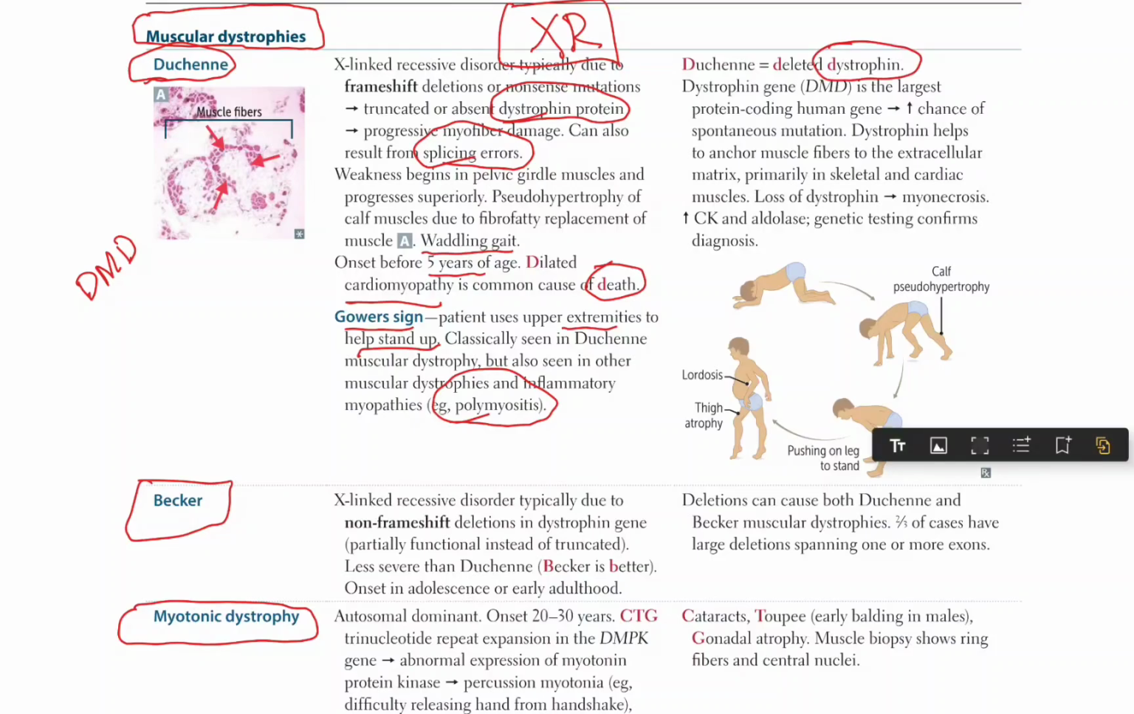The dystrophin gene, in Duchenne muscular dystrophy, is the largest protein-coding human gene. It leads to an increased chance of spontaneous mutation. Dystrophin helps to anchor muscle fiber to the extracellular matrix, primarily in skeletal and cardiac muscle. Loss of dystrophin causes myonecrosis, with increased CK and aldolase. CK is increased in Duchenne muscular dystrophy, and aldolase also increases. So how do we confirm Duchenne muscular dystrophy? By genetic testing.